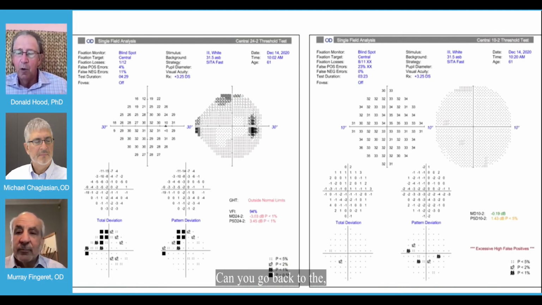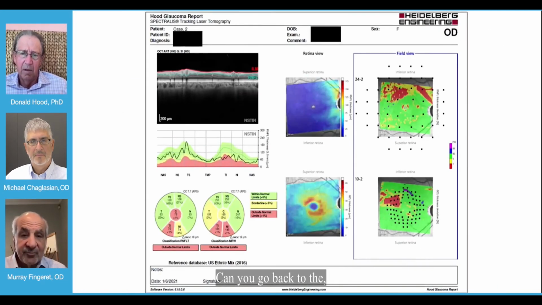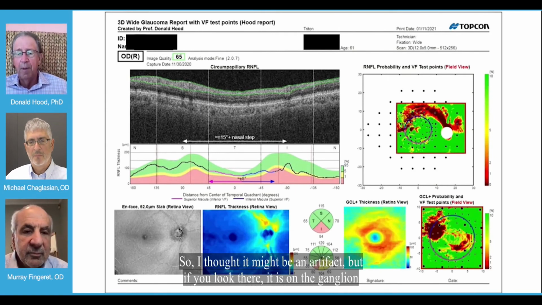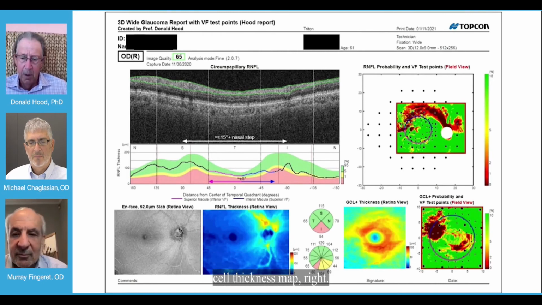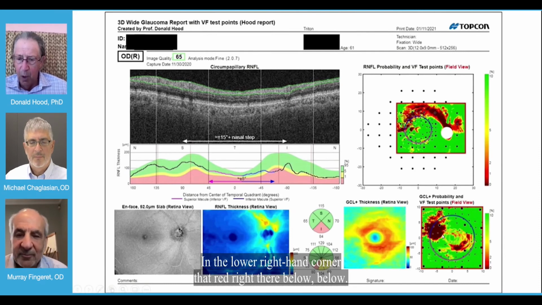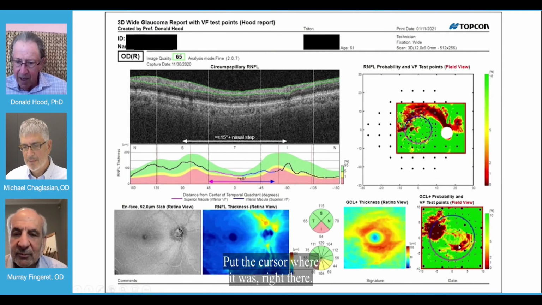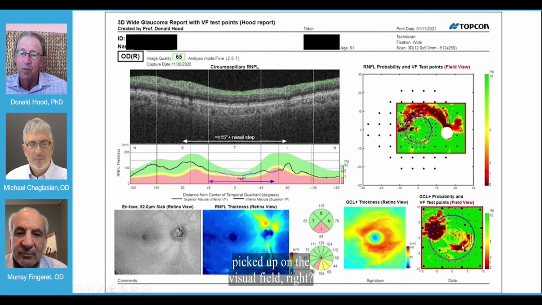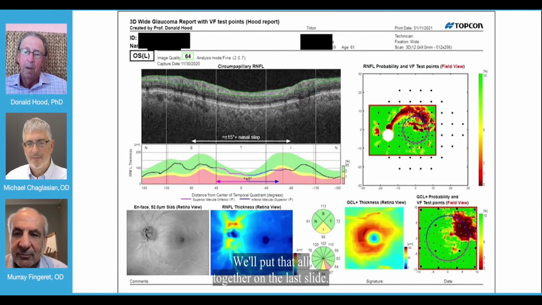Can you go back to the TopCon report for that? Yeah, but that was the right eye, right? Yes. I thought it might be an artifact, but if you look, there it is on the ganglion cell thickness map, right? The lower right hand corner. That red right there. Put the cursor where it was. There, right there. See, that's not an artifact. That's a little piece of that arcuate that you just picked up in the visual field, right? Isn't that what that is? Yep. We'll put that all together on the last slide.